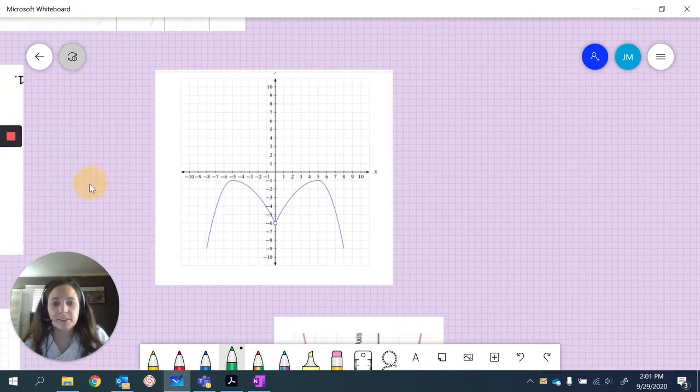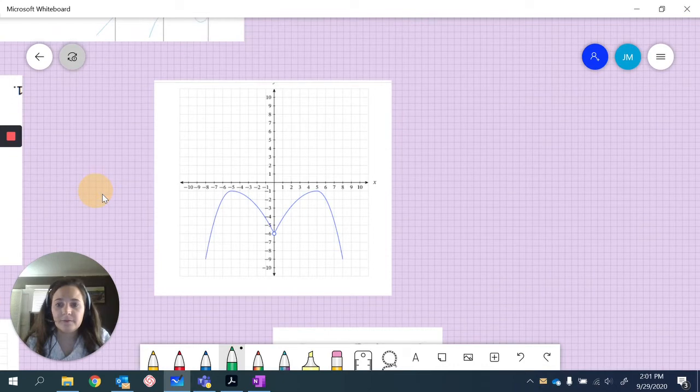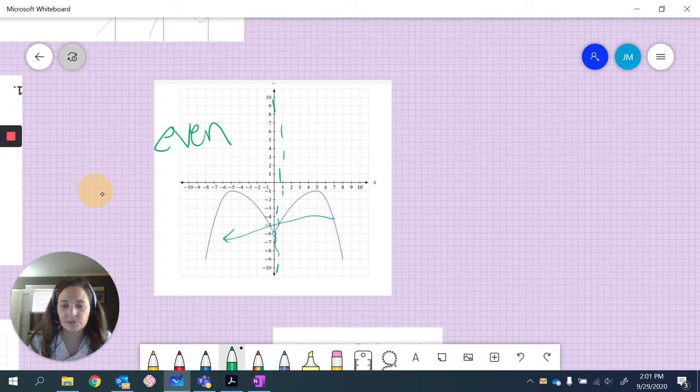Okay, over here we have a graph that if I were to sandwich itself over this y-axis and flip it over, would it land on top of itself? You bet it would, so this is an even function.